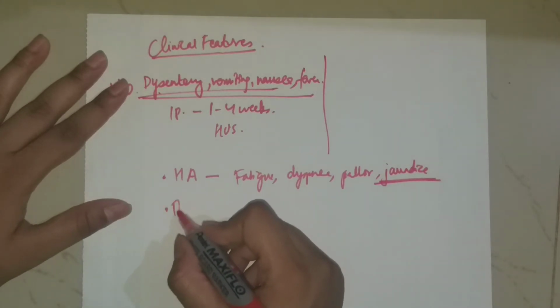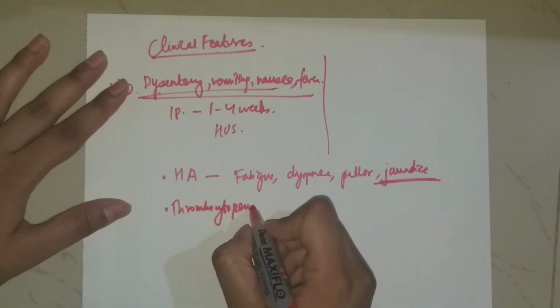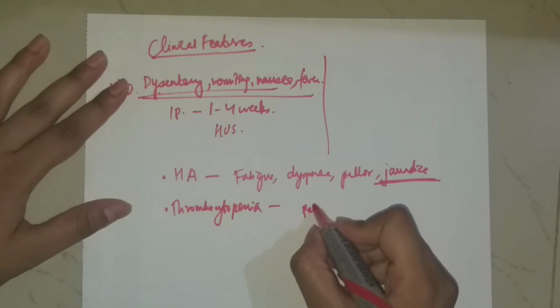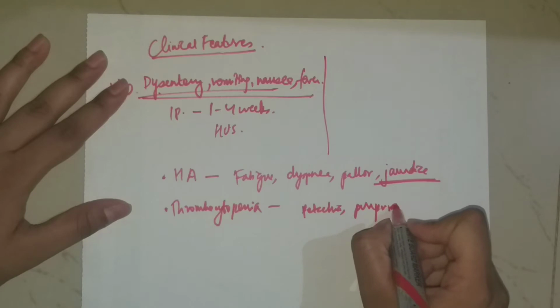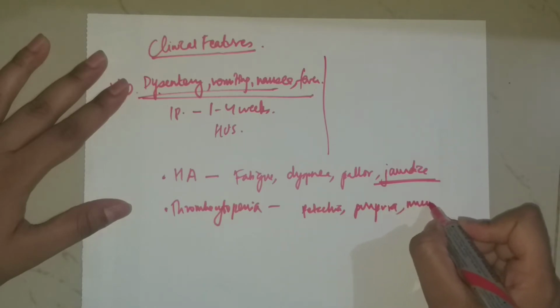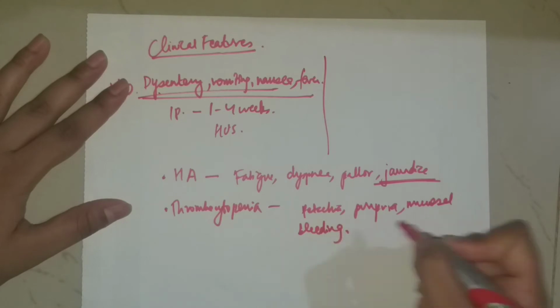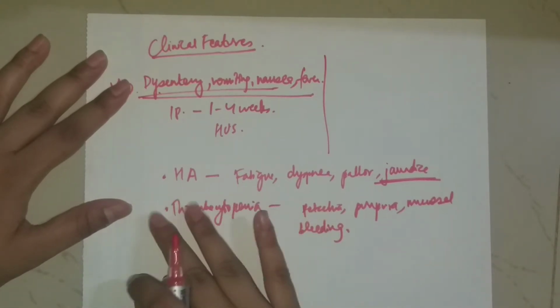Then I told you there is thrombocytopenia, right? So the manifestations of thrombocytopenia are very simple. There is petechiae, purpura, some mucosal bleeding might be present, and after some minor cuts there might be some bleeding. So all that points to thrombocytopenia.